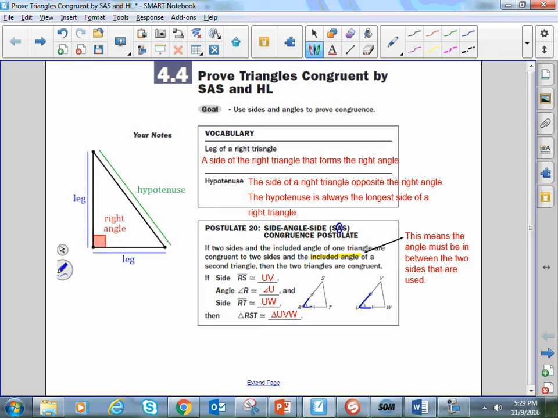Now, lastly, there is something called HL, and that stands for the hypotenuse leg theorem. We'll look at that one in a little bit. That one is specifically used for right triangles only. If you're not sure what the parts are called on a right triangle, the two sides of the triangle that make up the right angle are called the legs, and the side that is across or opposite of the right angle is called the hypotenuse.